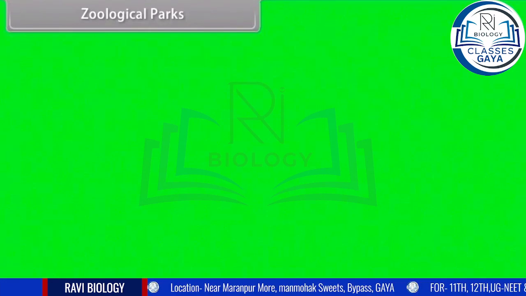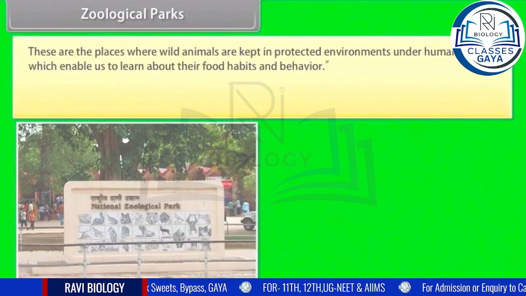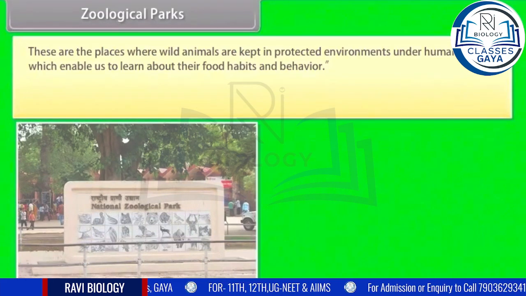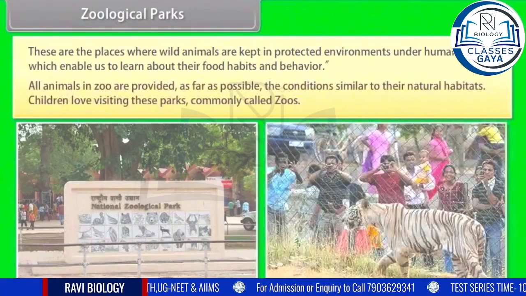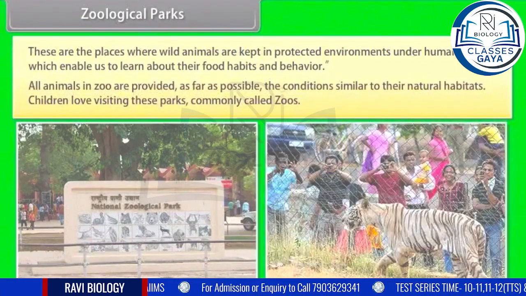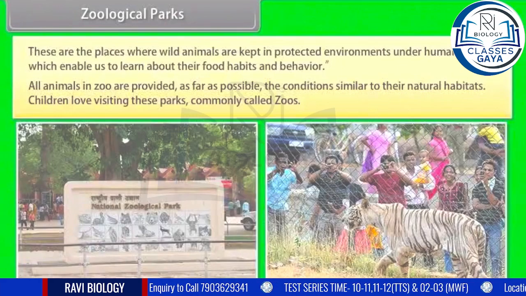Zoological Park. These are the places where wild animals are kept in protected environments under human care, and which enable us to learn about their food habits and behavior. All animals in a zoo are provided, as far as possible, conditions similar to their natural habitats. Children love visiting these parks, commonly called zoos.